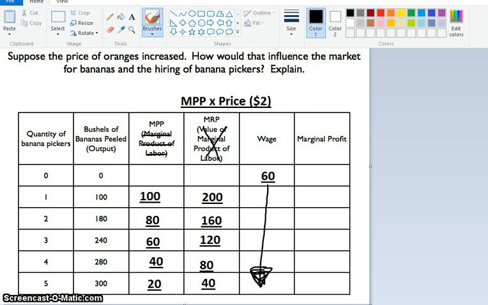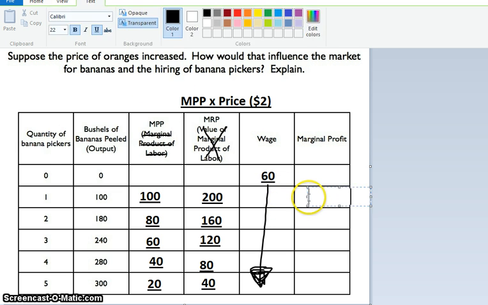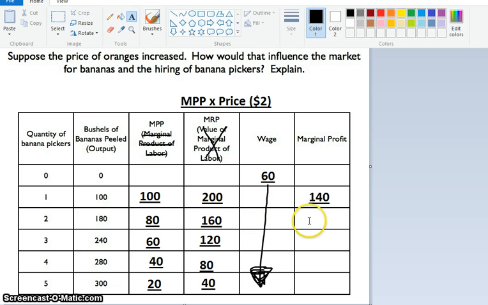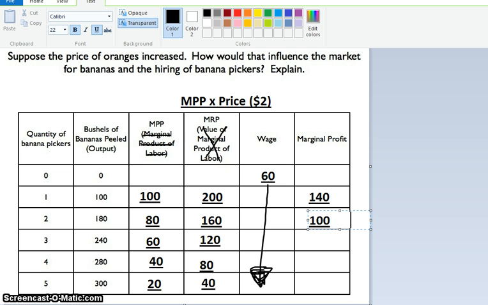Alright, so here's what, let's see. The first worker, how much is he worth to you? 200. How much does he cost you? 60. So that's a marginal profit, an additional profit of 140, right? He brings in a profit of 140 for you. Okay, how about the next worker, the second one? He brings in 160. Costs you 60. So that means you get an extra profit from this guy of $100. Man, I like that kind of banana picking. Now, the third worker is 120.